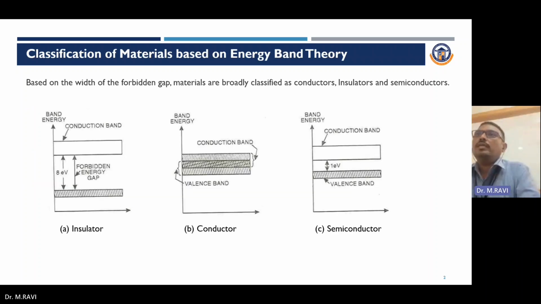Its forbidden gap is high; it is an insulator. And there is no forbidden gap; it is an overlap between the conduction band and the valence band. And in a semiconductor, the gap between the conduction band and the valence band is small.